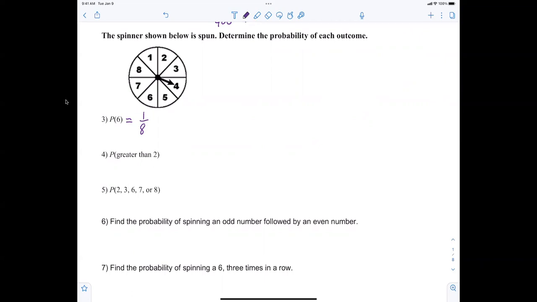6/8. All right, we would say 6/8 to start out with. I like that. And then we just reduce it to 3/4. I'm okay with that.